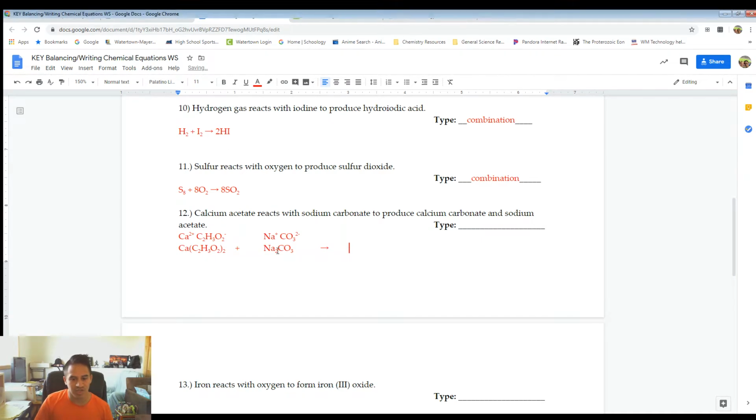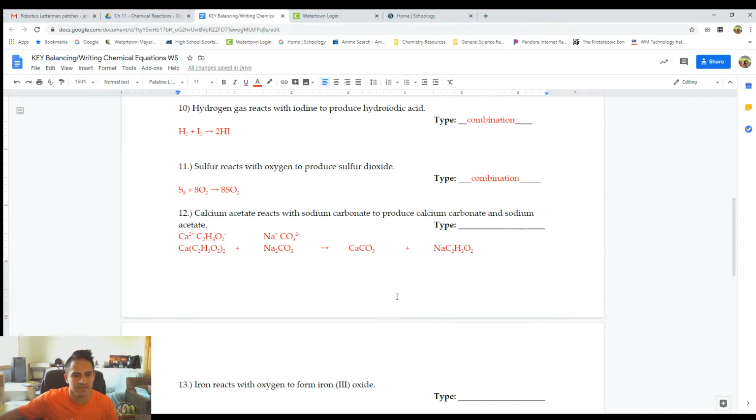And this is producing calcium carbonate. So we already have the ions written right over here, so we don't need to rewrite them again. So we have calcium carbonate, so that's Ca, that has a charge of 2+, with carbonate, which is 2-. So those are going to balance out in the 1-to-1 ratio. So there's just CaCO3. And then sodium acetate. So sodium is Na, acetate is C2H3O2. Charges are +1, -1, so those already balance out.